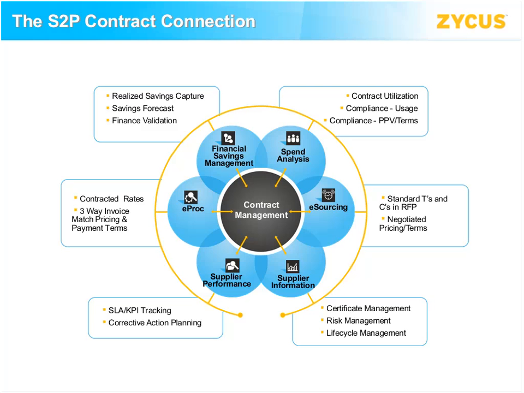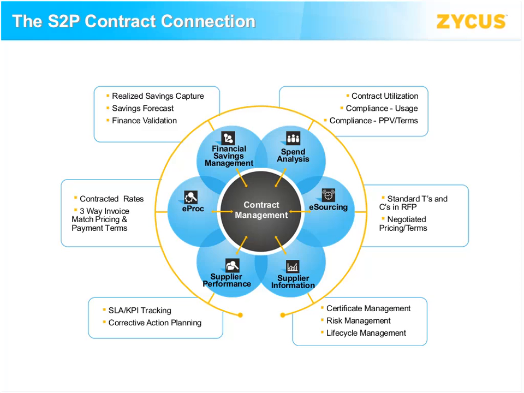So the first one being from an internal standpoint, usage. Are people buying on contract, or are they going outside? An off-contract purchase, sometimes referred to as a maverick purchase with a non-approved, non-contracted supplier. Well, without reliable and accurate and timely spend data, it's really not possible to have that level of compliance tracking from a usage standpoint.